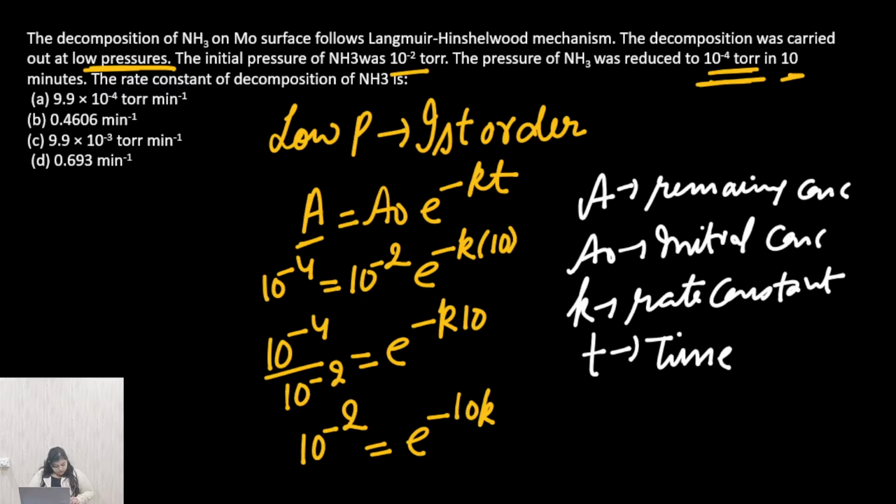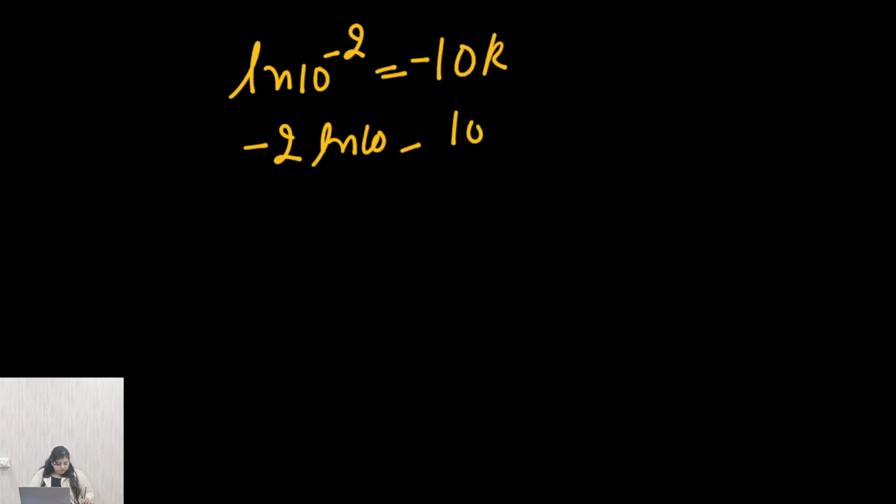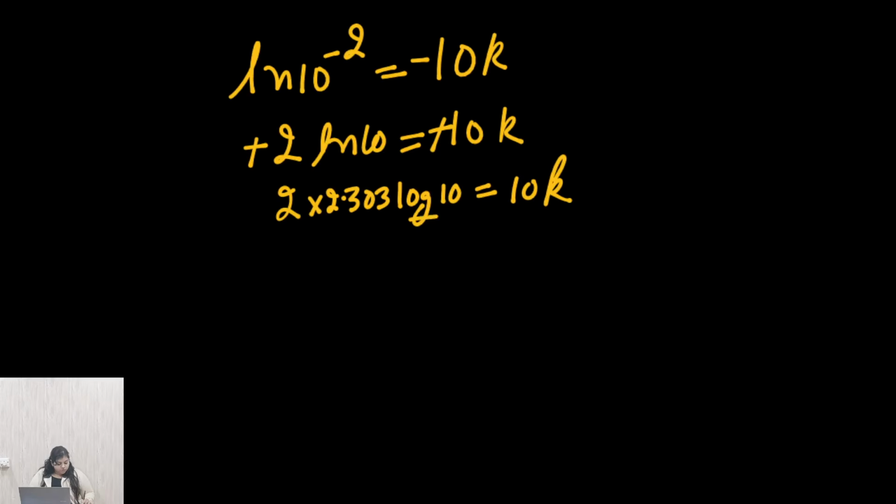So I can take the natural log. Natural log of 10 raised to the power of minus 2 is equal to minus 10k. So this becomes minus 2 into the natural log of 10, equal to minus 10k. This negative and this negative will get cancelled out. So 2 into 2.303 into log of 10 will be equal to 10k, right? Log 10 is equal to unity. So 2 into 2.303 upon 10 will be equal to your rate constant.